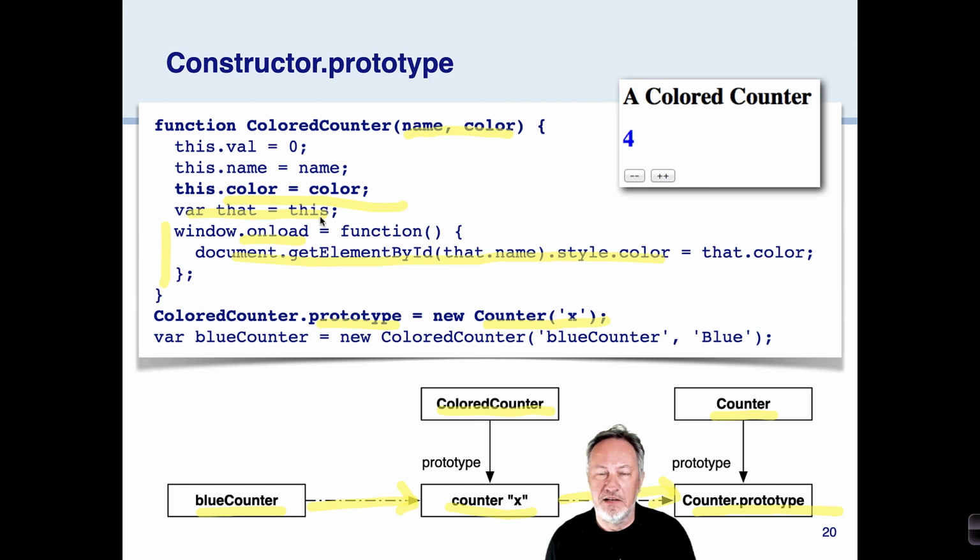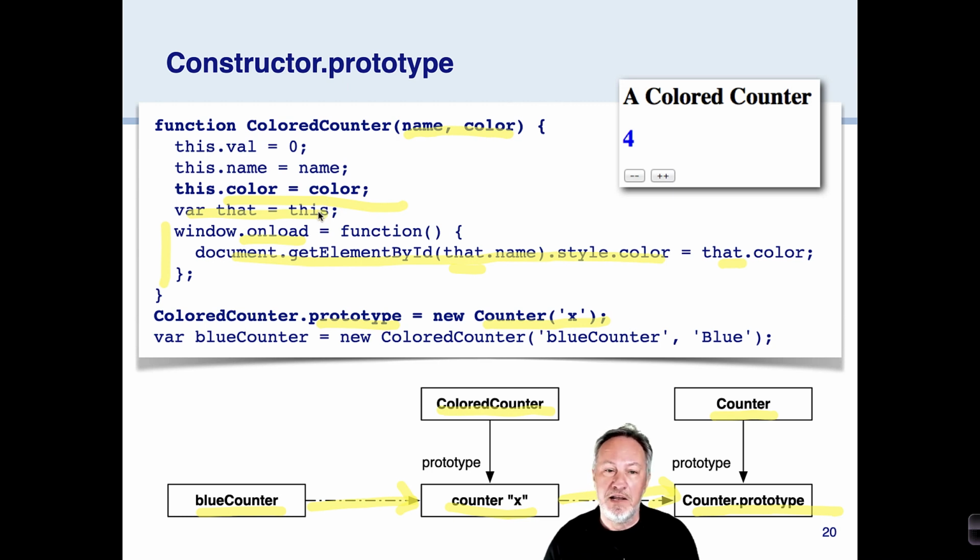Recall that this is magical. Whenever you try to access any feature by this, it's going to start looking at the original receiver. If we had used the word this here, then we'd have a problem, because within the context of the window onload function, the receiver is not going to be our colored counter. The receiver is going to be the global window, and that's not what we want.